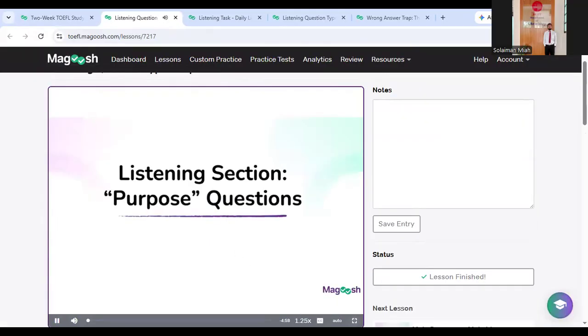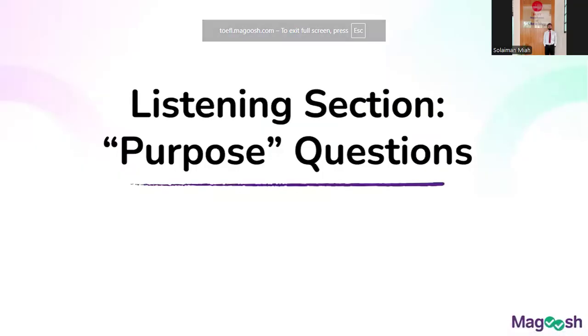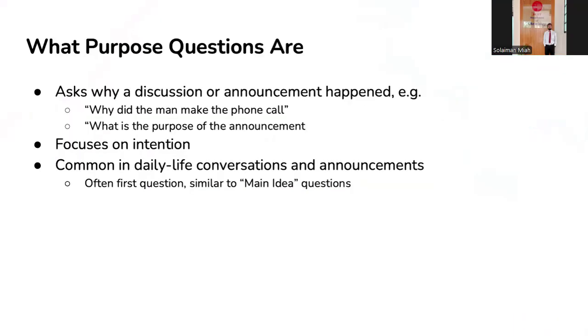The question type that we'll talk about in this lesson is similar to a couple of others, especially main idea and function questions. We'll be talking about purpose questions, which ask why a discussion or announcement happened. They are not focused on specific details, but instead on the intention and context. Purpose questions ask why the speaker is talking, what they are trying to accomplish in the moment.